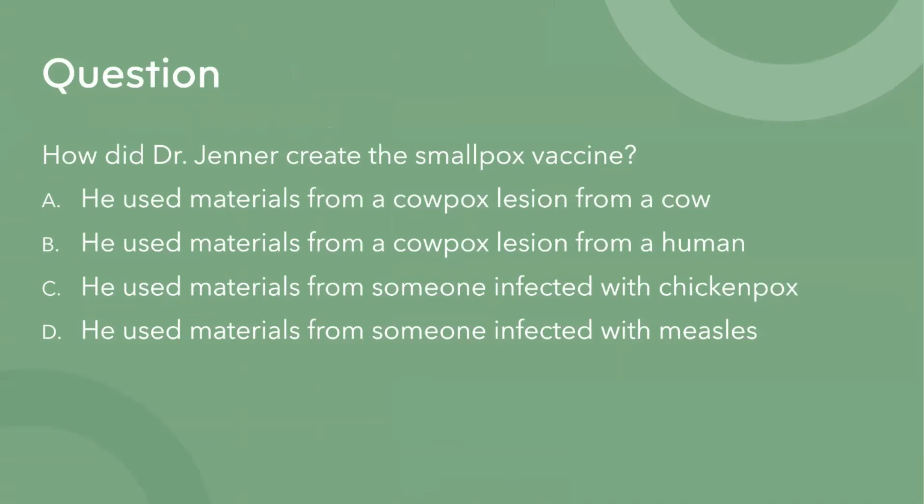For the question, how did Dr. Jenner create the smallpox vaccine? A. He used materials from a cowpox lesion from a cow. B. He used materials from a cowpox lesion from a human. C. He used materials from someone infected with chickenpox. D. He used materials from someone infected with measles. The correct answer is B. He used materials from a cowpox lesion from a human.